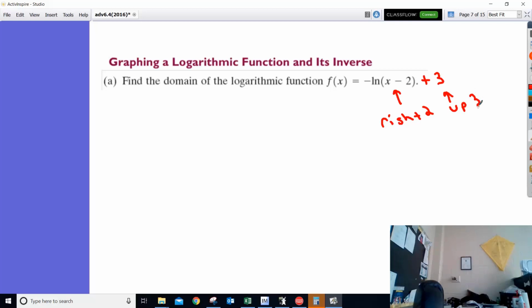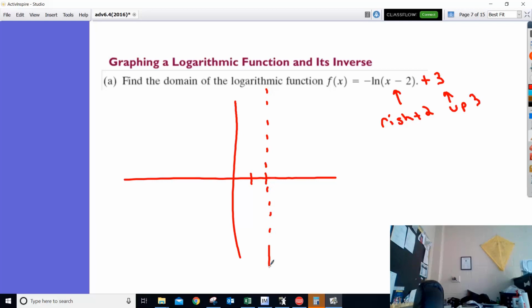So when I actually go to graphing, what I'll do is I'll go right 2 and draw in a dashed line, which is actually pretty important. Then I'll go up 3 and draw in another dashed line, which on a logarithm is not all important. That vertical line is a big deal.